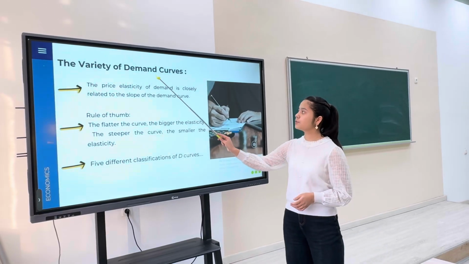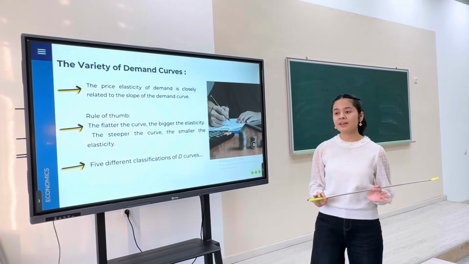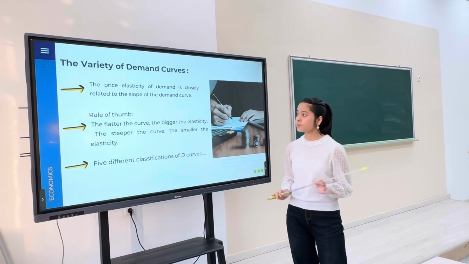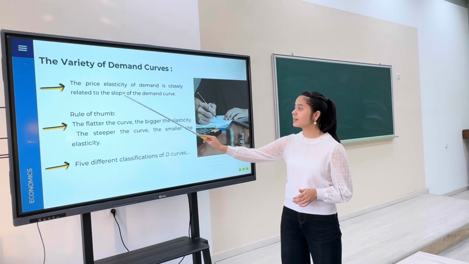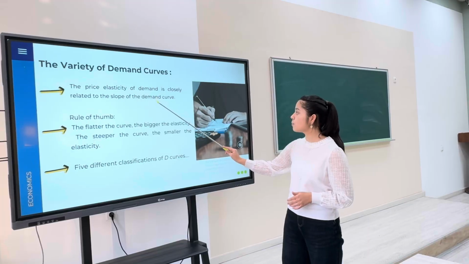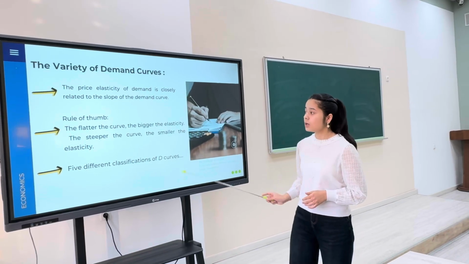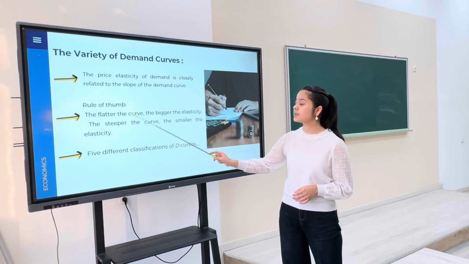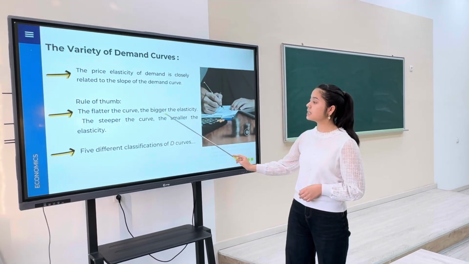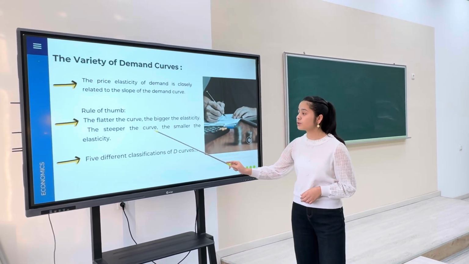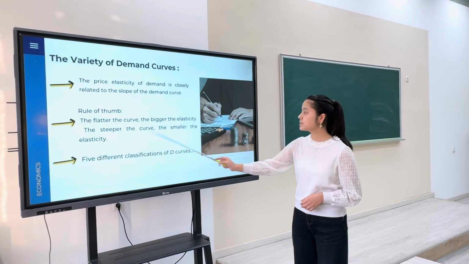The variety of demand curves: there are many types of demand curves, and price elasticity of demand is closely related to the slope of the demand curve. Here the rule of thumb is: when the curve is flatter, the elasticity is bigger, and when the curve is steeper, the elasticity is smaller.